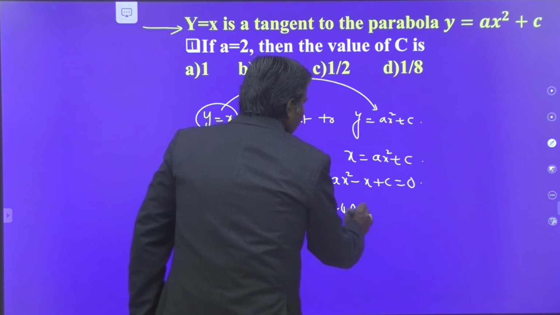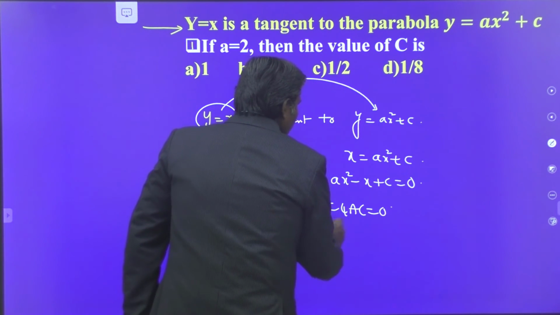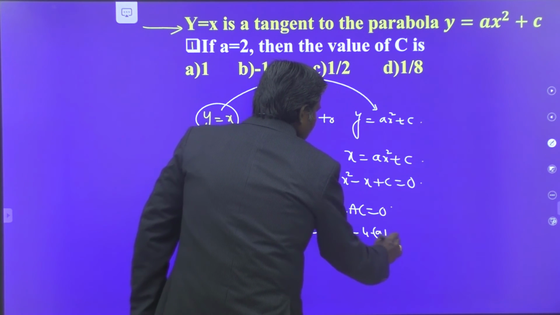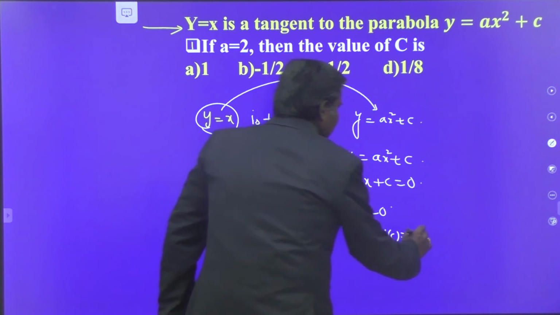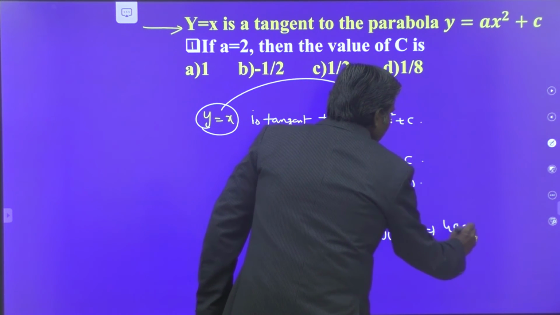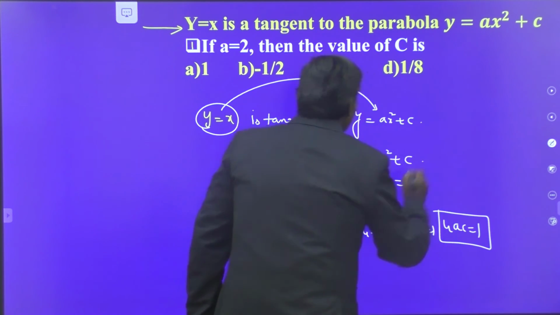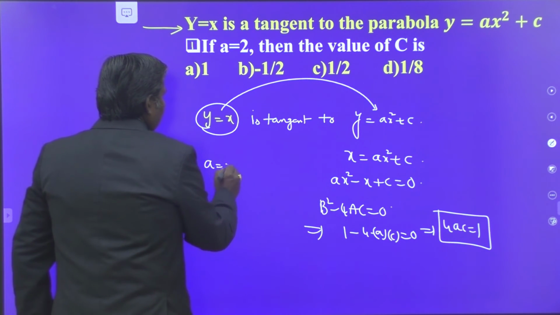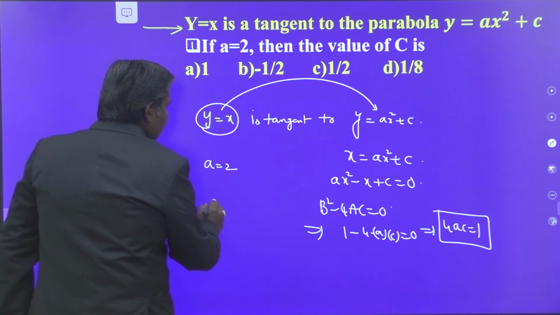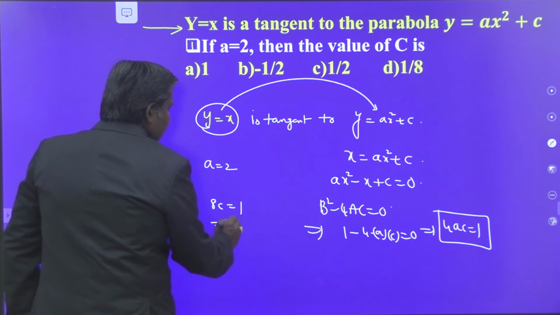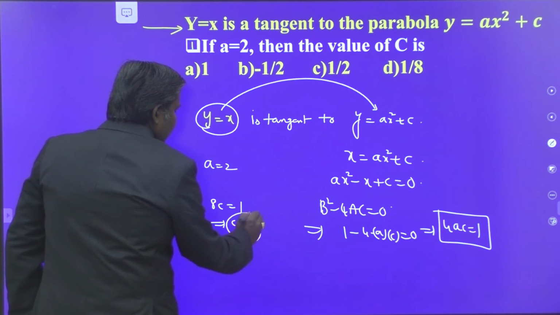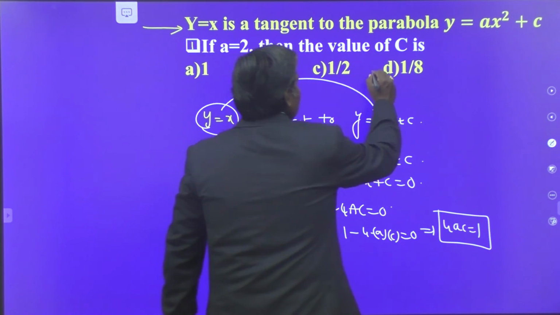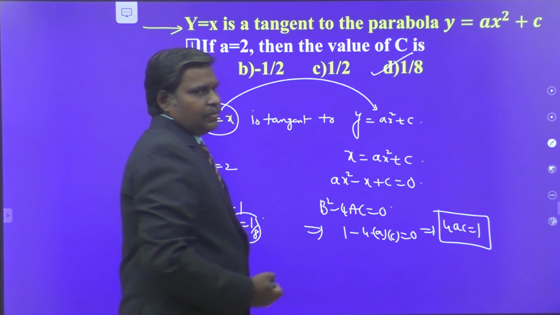b square minus 4ac is equal to 0. So what is b square? Minus 1 whole square, minus 4 times a into c is equal to 0. This implies 4ac is equal to 1. This is the condition you have. When a is equal to 2, we have 8c is equal to 1, which implies c is equal to 1 by 8. Therefore, the value of c is 1 by 8. This is a simple question. Option D is the correct option.